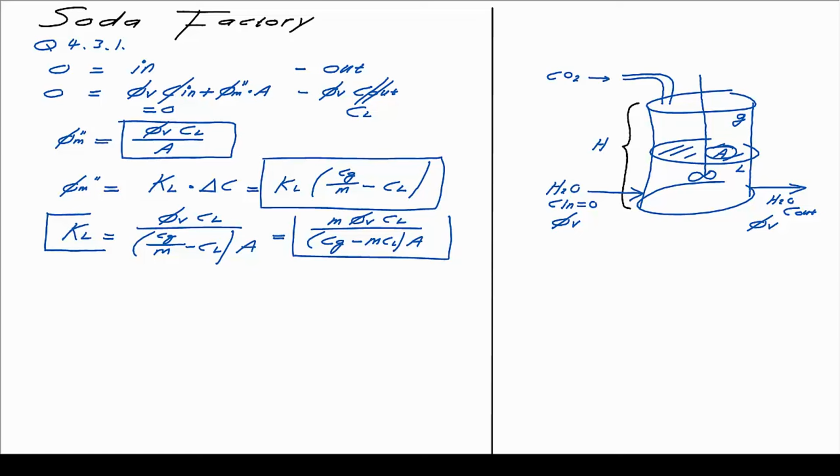Question 432. Derive an expression for the overall mass transfer coefficient as seen from the perspective of the gas, capital Kg. Okay, so remember from the previous question that we can write phi m double prime as capital KL times Cg divided by m minus Cl. We can rewrite this by taking out 1 over m.